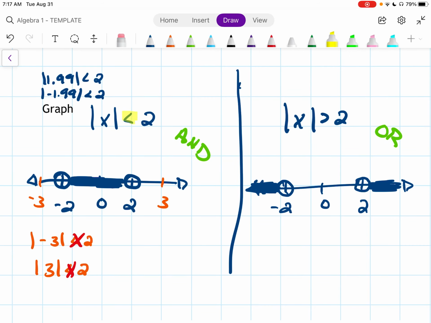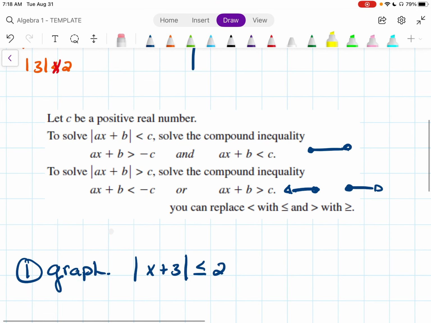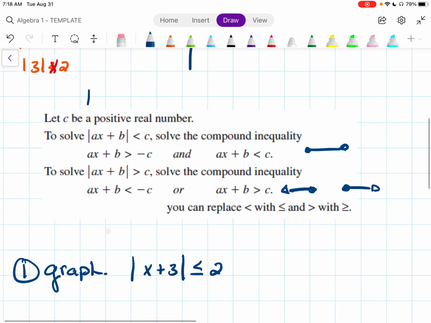So we're going to have some special rules about the direction of the inequality with the absolute value bars. You don't have to copy down this word for word, but I think it is something that you'll probably want on a note card or some notes that you can keep out while you do your homework. It says, let c be a positive real number. To solve the absolute value of ax plus b, where ax would be something like 3x plus 6, some kind of number like that.